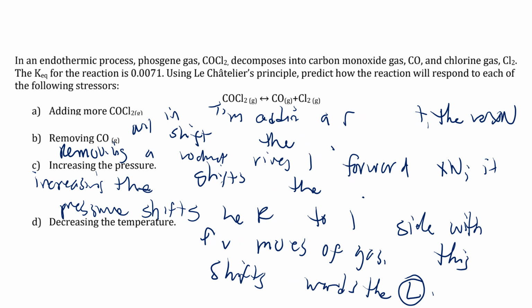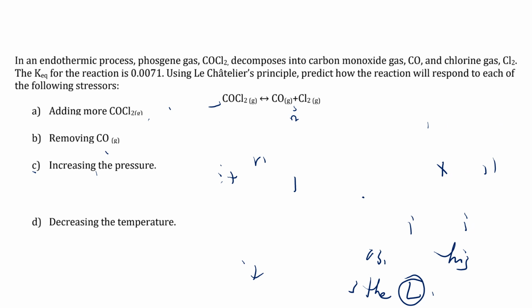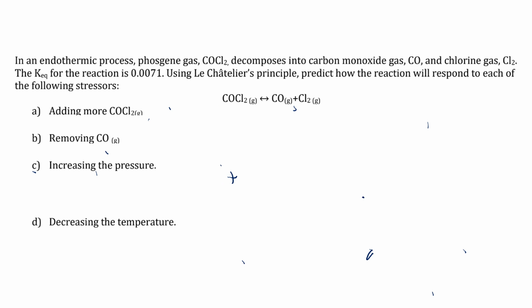Okay, so decreasing the temperature, what will that do? Since this reaction is endothermic, it tells us in the problem, energy acts as a reactant. So it takes in energy to form the products. So by decreasing the temperature, you're essentially decreasing the concentration of reactant. So therefore it's going to shift to the left.